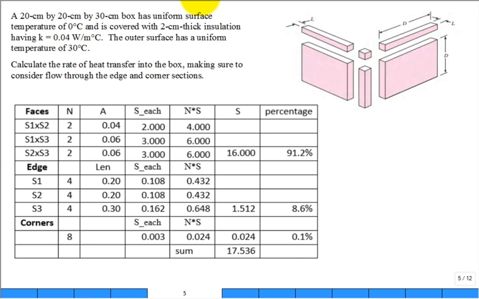So I say I have an S1 dimension, which is maybe 20 centimeters, an S2 dimension, 20 centimeters, and the S3 dimension is 30 centimeters. So what I have is 2 faces that are S1 by S2 and S1 by S3, and then 2 faces that are S2 by S3. These have the 30 by 20, and here's the 20 by 20. So that's the area in meters squared.